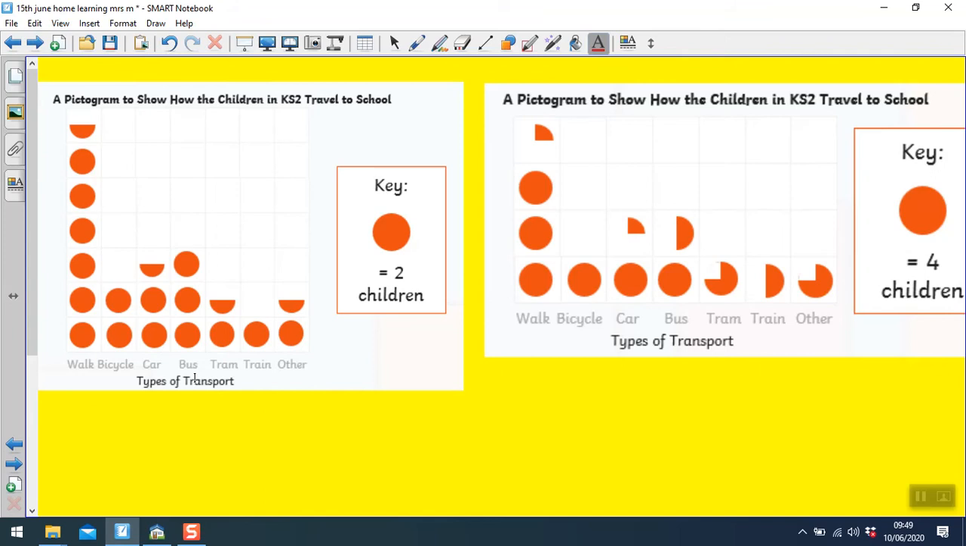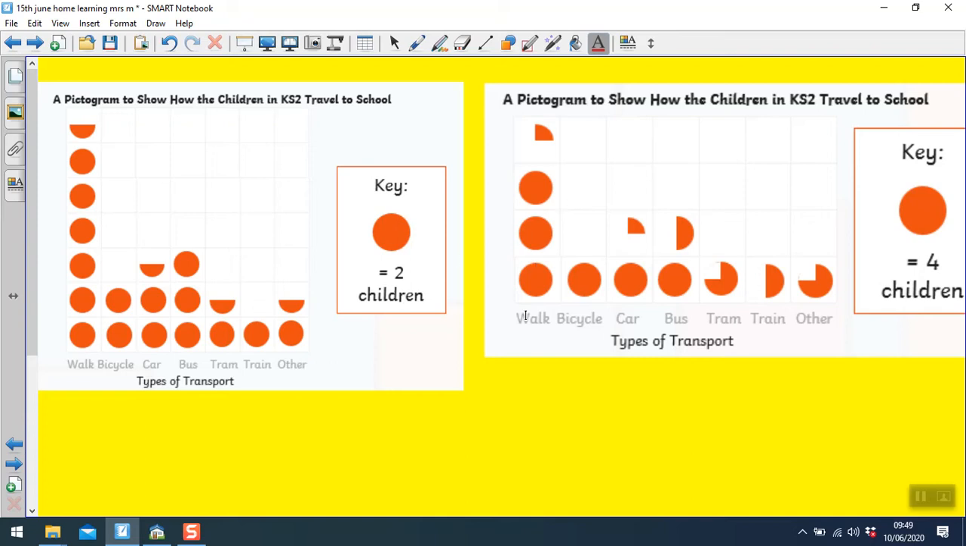Here we've got two different types of pictograms. We've got types of transport: walk, bicycle, car, bus, tram, train or other. And this is really important on a pictogram. This is the key and it shows that one picture represents two children.